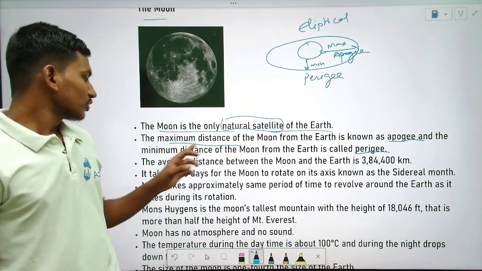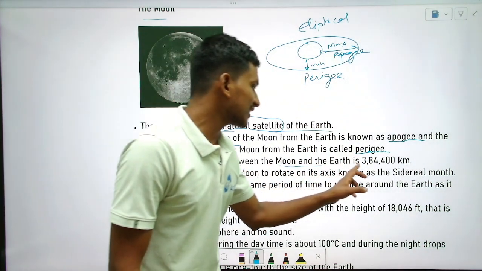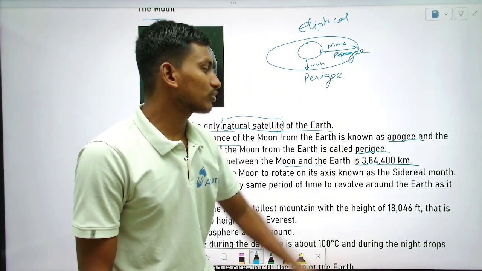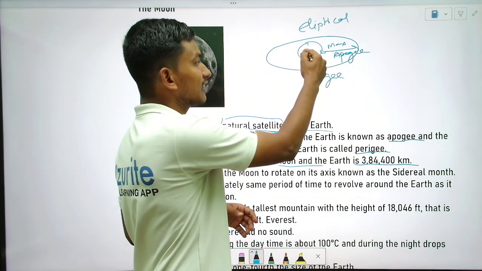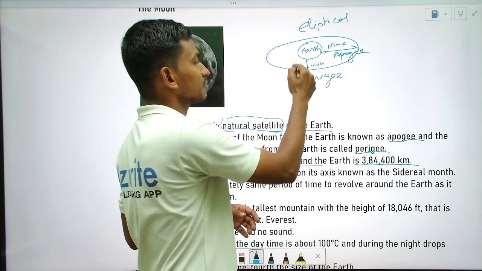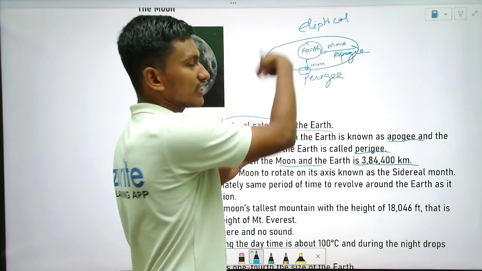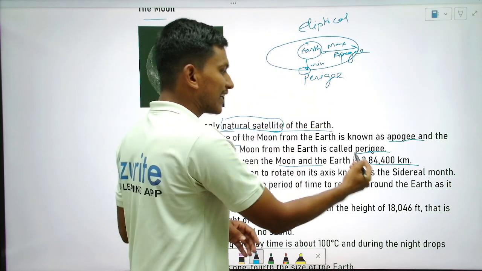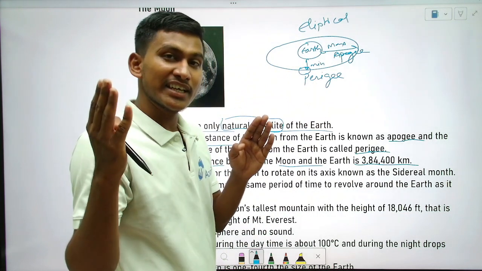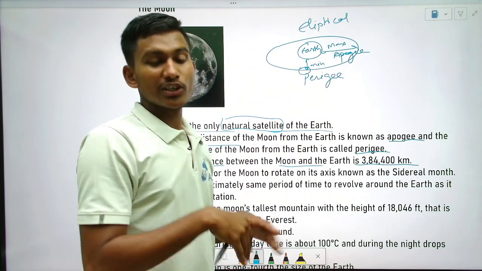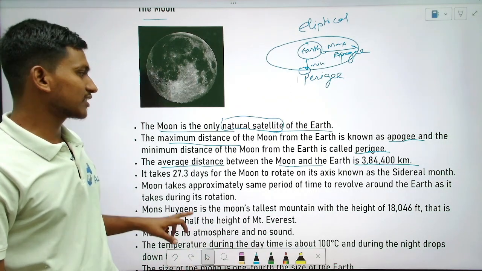Now, the average distance between the moon and the earth is how much? 3,84,400 kilometers. So how many kilometers away is the moon from the earth? Nearly that; average means everything combined and divided. 3,84,400 kilometers. And how far is the sun? Yes, 15 crore kilometers, right? Okay, good. So should we go to the next?